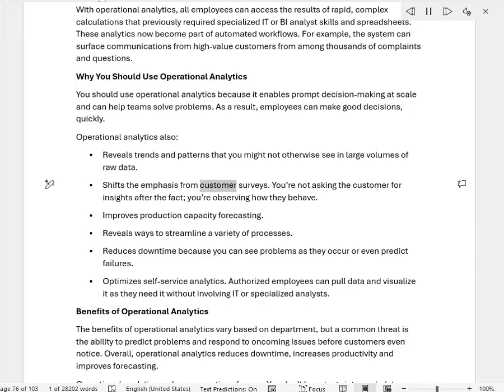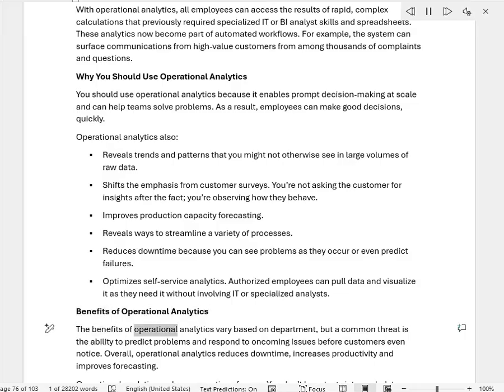It shifts the emphasis from customer surveys. You're not asking the customer for insights after the fact, you're observing how they behave. It improves production capacity forecasting and reveals ways to streamline a variety of processes. It reduces downtime because you can see problems as they occur or even predict failures. It optimizes self-service analytics. Authorized employees can pull data and visualize it as they need it without involving IT or specialized analysts. Benefits of operational analytics.